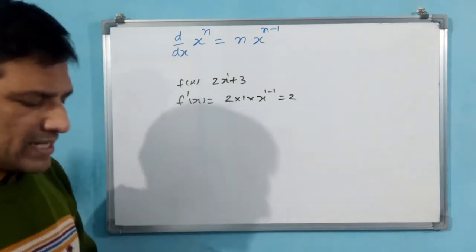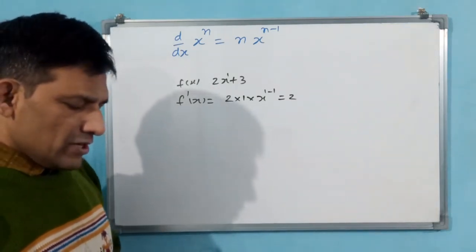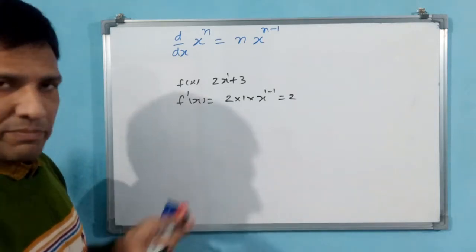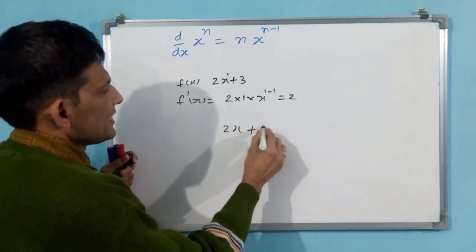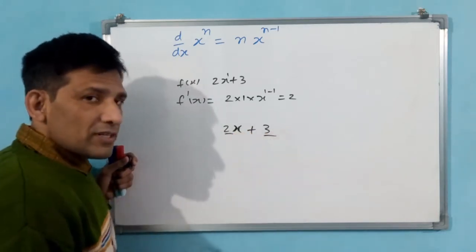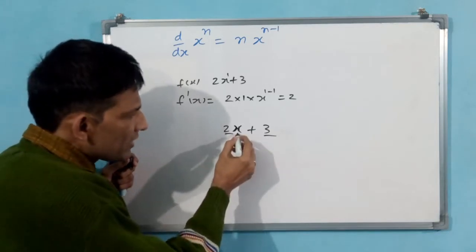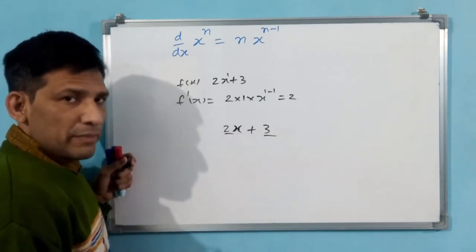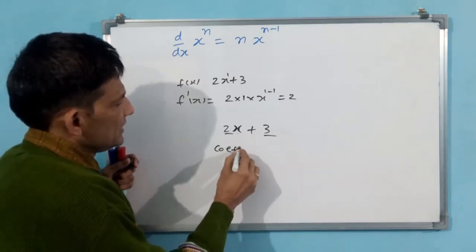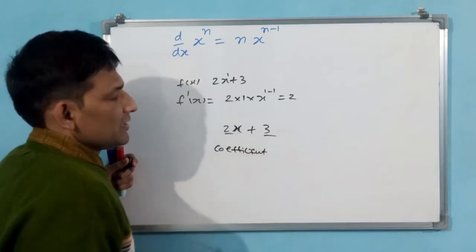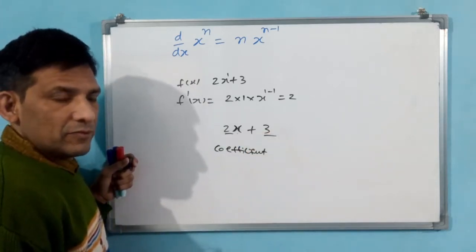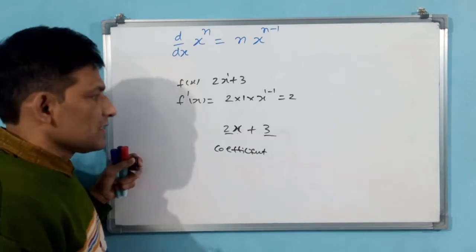See what is happening here, you have to understand carefully. In 2x plus 3, 3 is a constant or scalar, but 2 is not a constant or scalar. 2 is lying along with x, multiplying. That means this we can call a coefficient. This is a coefficient, but this is a scalar.